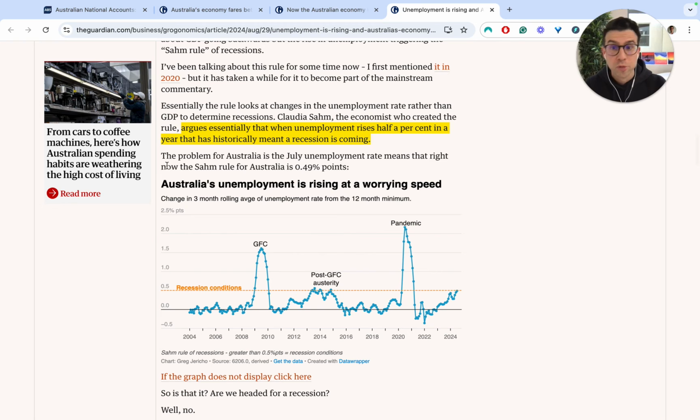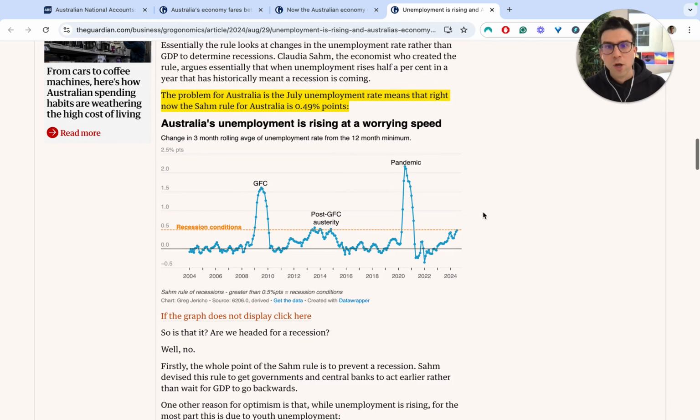Now, the problem for Australia, as The Guardian highlights, is that we're at 0.49 percentage points for the year, which is obviously so close to 0.5. So we're just a little bit below, which is crazy, crazy scary if we believe that this rule is a good predictor of recession territory.